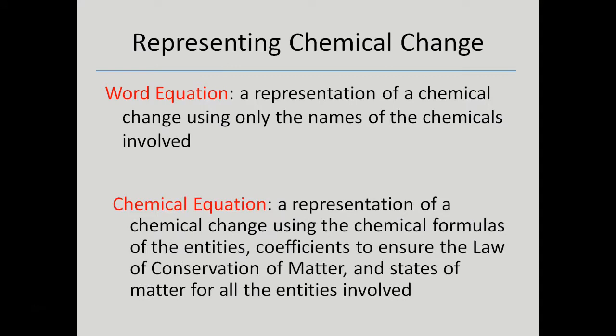Or, what we use more often than not, is a chemical equation where we use the chemical formulas of our entities and we use coefficients to ensure that the law of conservation of matter is obeyed, and we include the states of all of the entities involved. By states we mean solid, liquid, gas, or aqueous. If we were to take our previous example, we'd have our zinc solid with our silver nitrate to form zinc nitrate and silver. And we can notice the coefficients to ensure we have the right numbers of each.